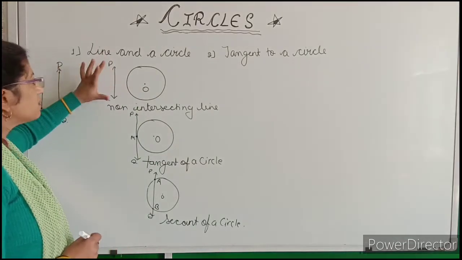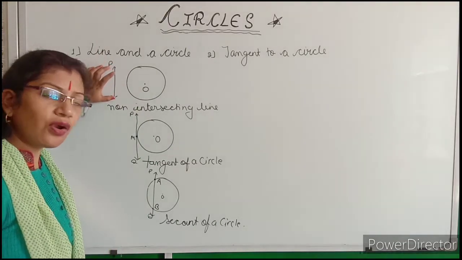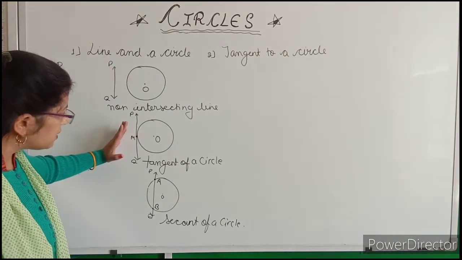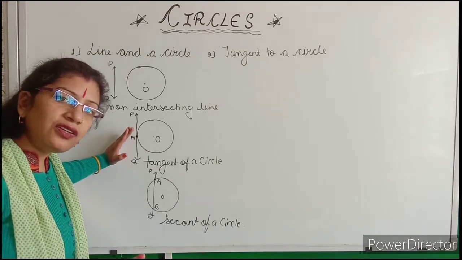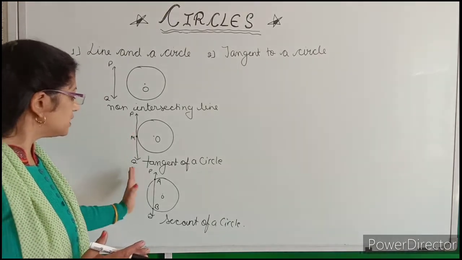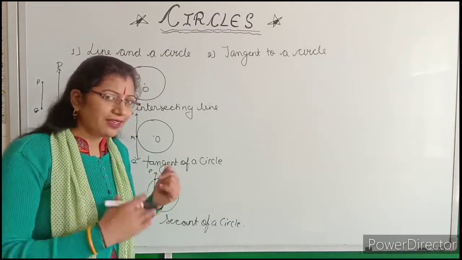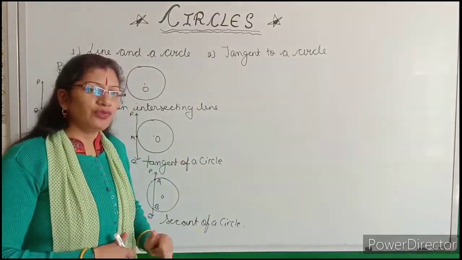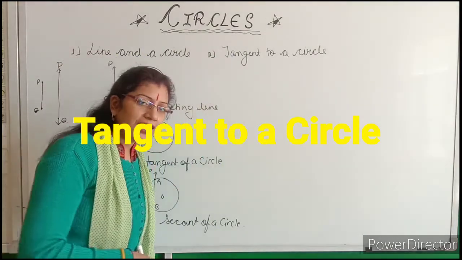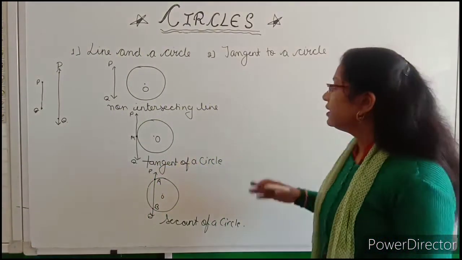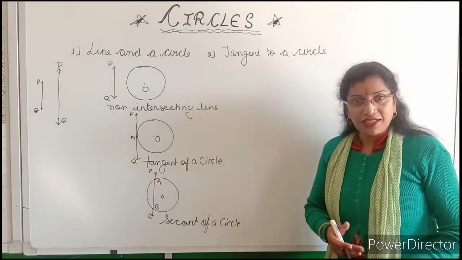There are three cases. When it is outside of a circle, this is a non-intersecting line. When it is touching the circle, this is a tangent of a circle, and when it is reaching inside the circle, this is a secant of a circle. Okay, very easy. Next we'll move to the tangent of a circle. A very important topic, and in this chapter we will study about tangents only.